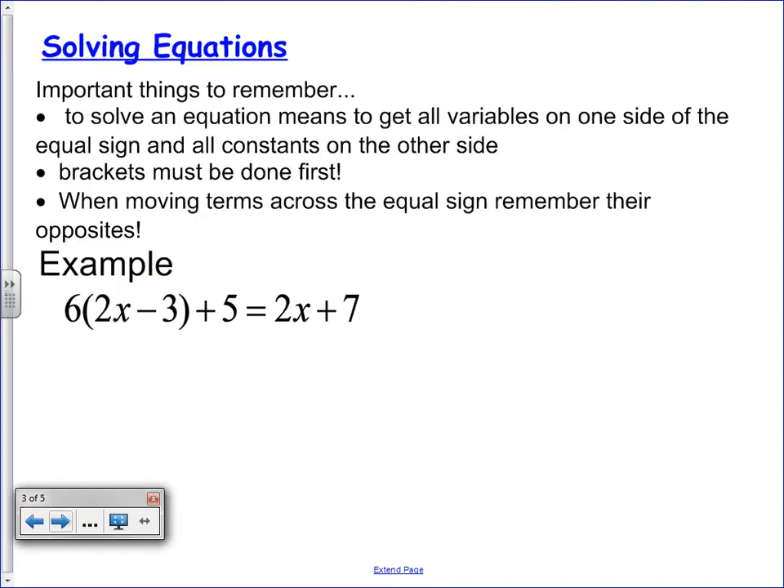Solving equations, important things to remember. To solve an equation means to get all variables on one side of the equal sign and all constants on the other side. Brackets must be done first. When moving terms across the equal sign, remember they're opposites. So the first thing that I need to do here is what, Lucas? What do I have to get rid of first? Good, and how do I do that? 6 times 2. Good.